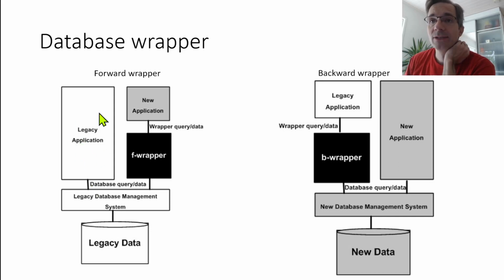So we have the legacy application on the far left. Then in the middle we have the legacy database management system, and then we have the legacy data. So these are the white boxes. So let's say you want to introduce a new application, let's say a new web application with some new programming language. Then you need a forward wrapper that wraps the database management system and interacts with the database management system and the new applications.